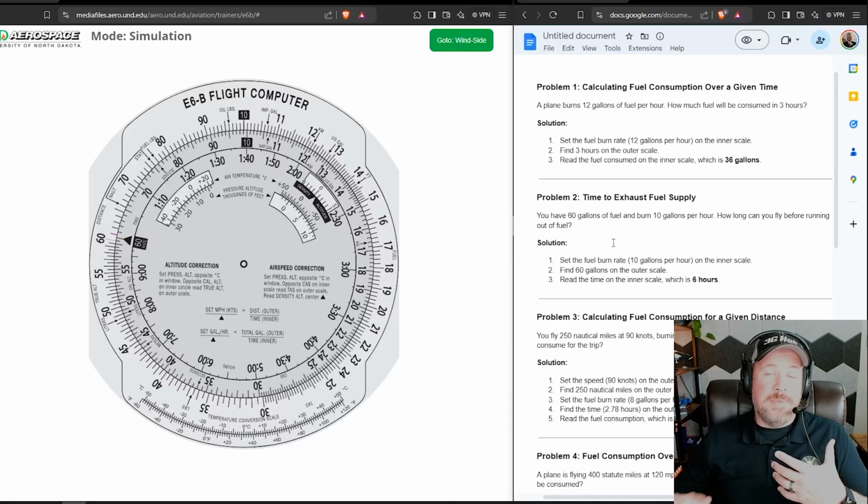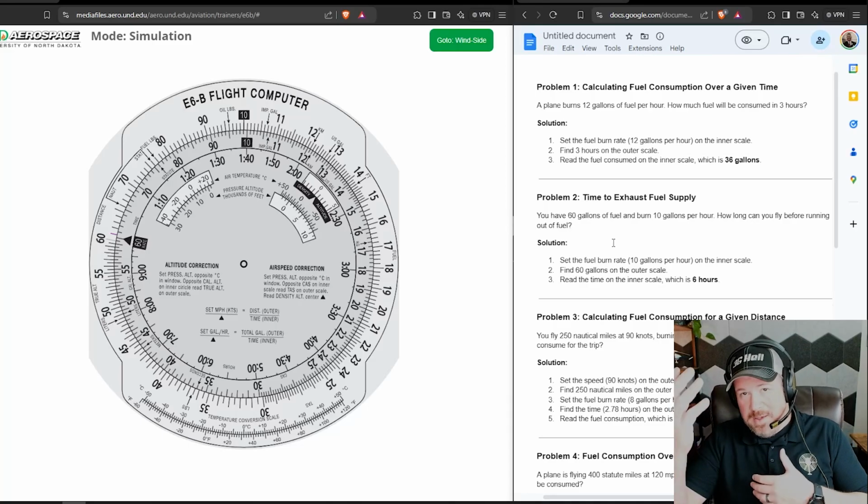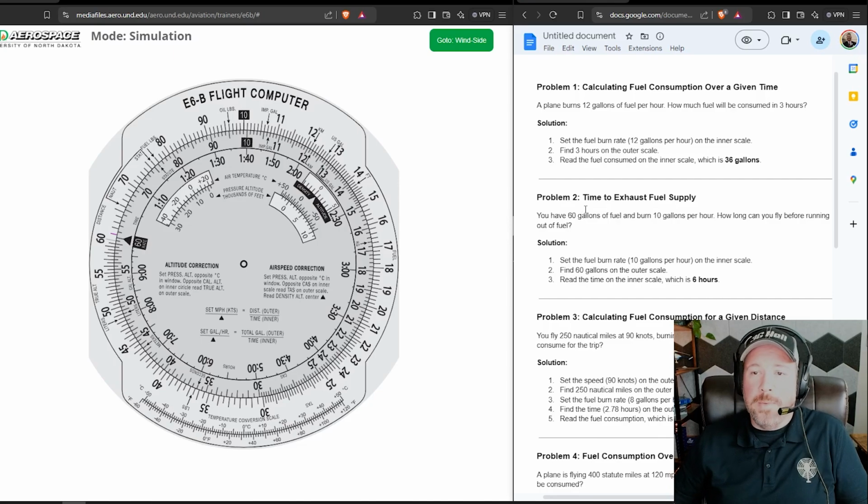All right, now we're going to do the same thing with fuel consumption. So I have 5 problems. We'll just go through them one by one. Problem number 1, calculating fuel consumption over a given time. An airplane burns 12 gallons of fuel per hour. How much fuel will be consumed in 3 hours?